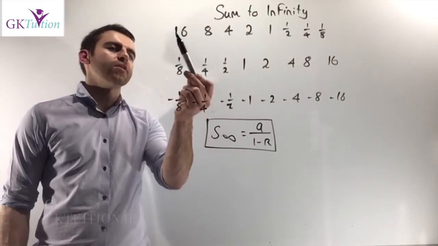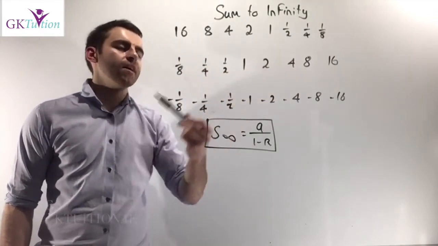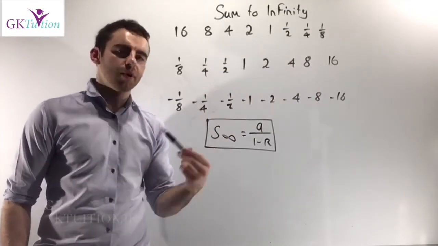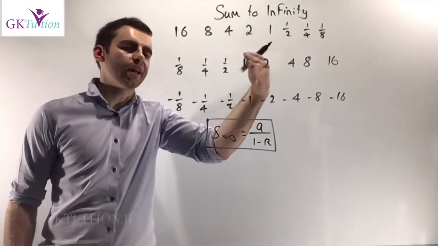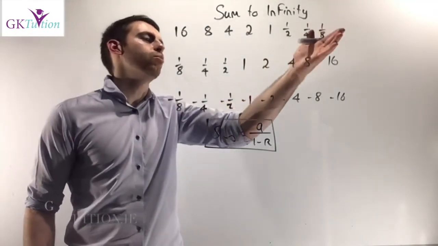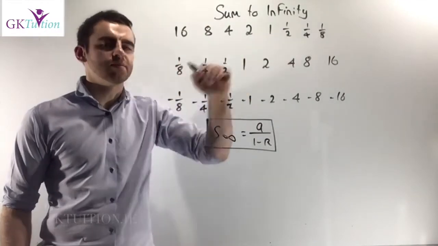The first one here is 16, then 8, then 4, then 2, then 1, then a half. Clearly all I did there was multiply by a half every time. If I keep multiplying by a half, the number gets smaller and smaller and smaller. The next one will be 1 over 16, 1 over 32, and so on. It just keeps on getting smaller.